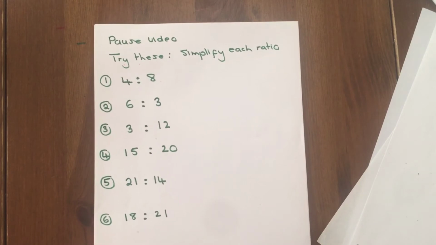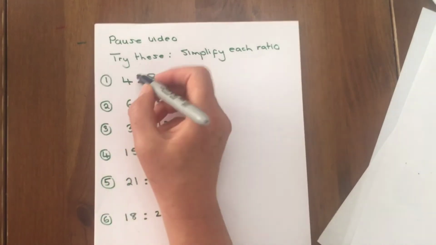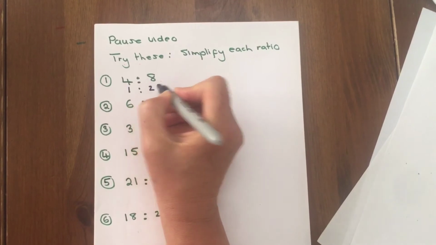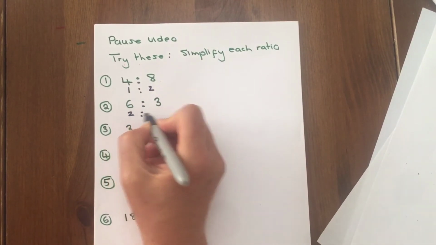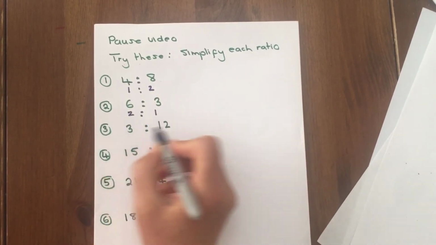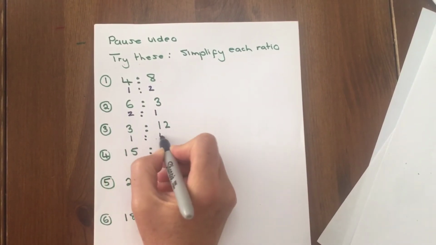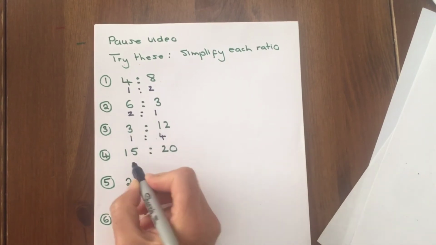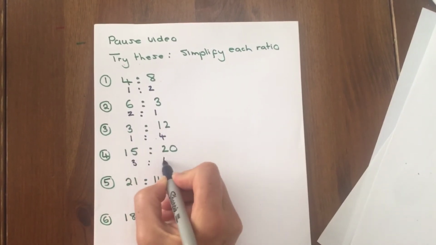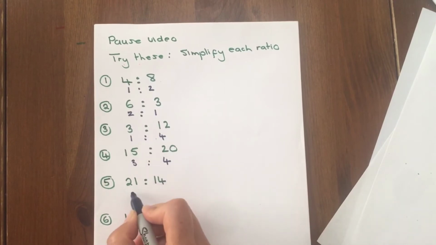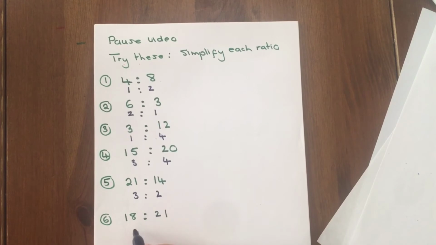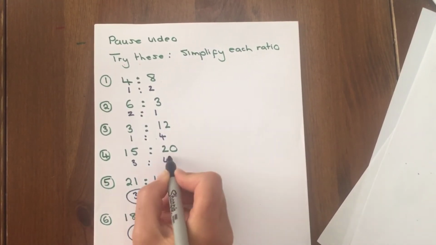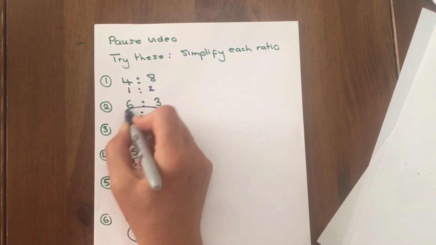Okay, so the first one, divide by 4, I get 1 to 2. Next one, divide by 3, 2 to 1. Divide both by 3, 1 to 4. Divide by 5, 3 to 4. Divide by 7, 3 to 2. And divide by 3, 6 to 7. So well done if you got those correct.